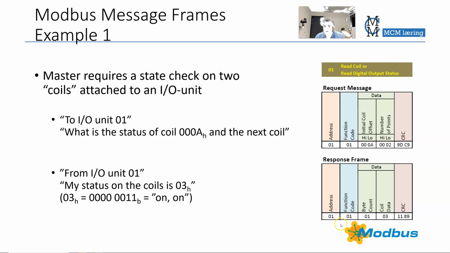The answer back is, hello, this is I/O unit number 01. You sent me a function code 01. My reply is that I have 1 byte for you, and it's 03. 03, if you translate that into binary, it's 00000011. So the 2 final bits, they are 1, which means that the 2 coils are actually turned on. And then you have some error check code. So this is a typical example of messages that might appear in a Modbus network.